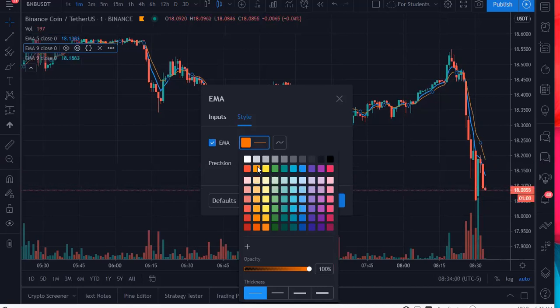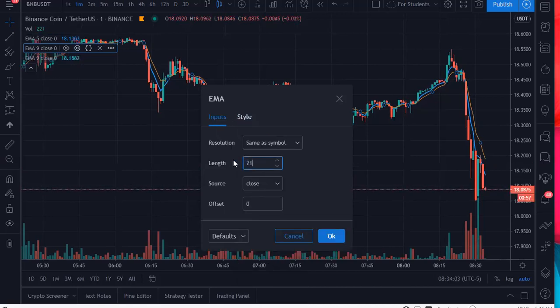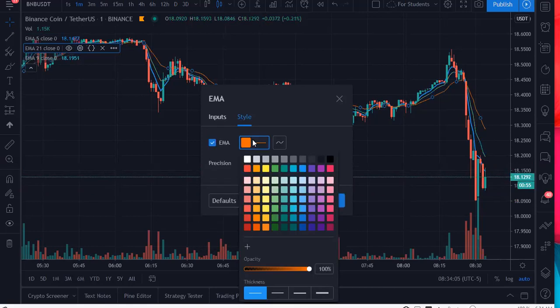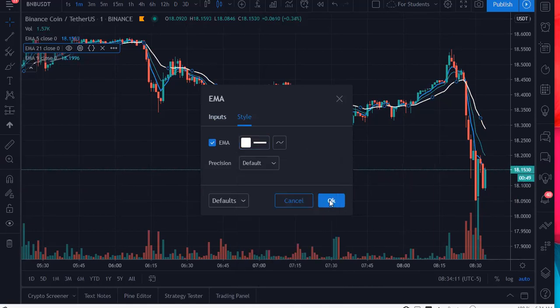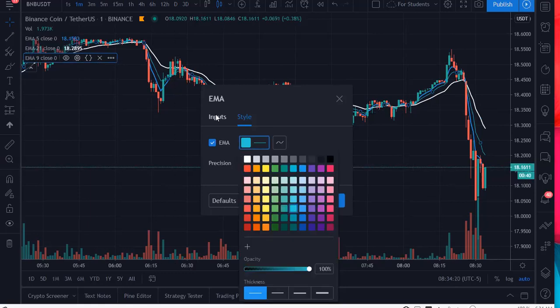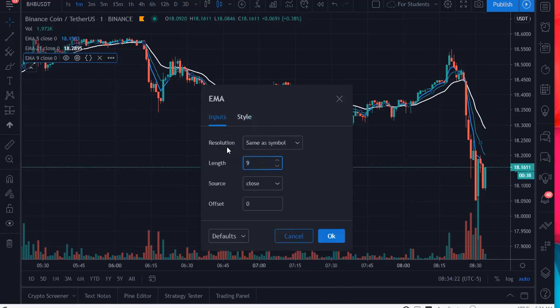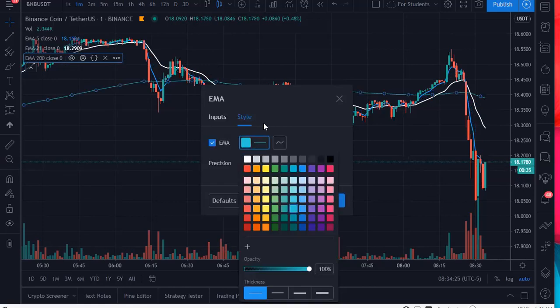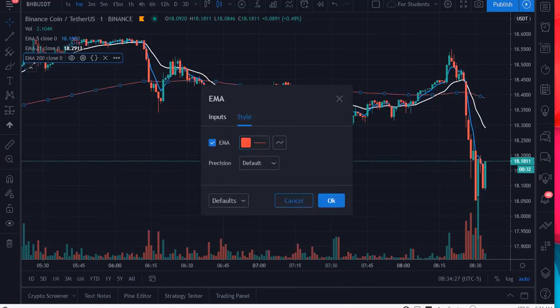This is going to be the 21, and I like to make the 21 white. Once again, we're going to make that the second thickness. I actually think I have mine at the third thickness. Yeah, I normally have mine at the third. But sometimes, okay, let's go to the number, because I always have the 200. I make that red. Why did I keep exiting out? And that's going to be the second thickness again.